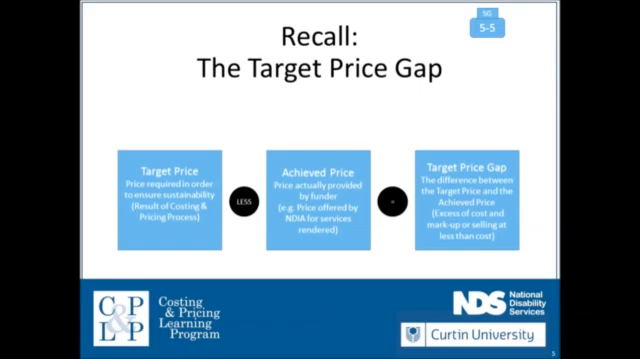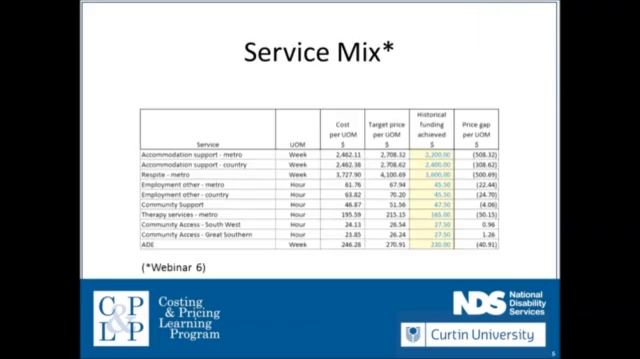So one of the areas that is really important to consider is that of service mix. And I'll talk about that a little bit more in webinar 6, as I mentioned before, but also the service mix at the aggregate level is what tells us the extent to which we are financially sustainable or not.